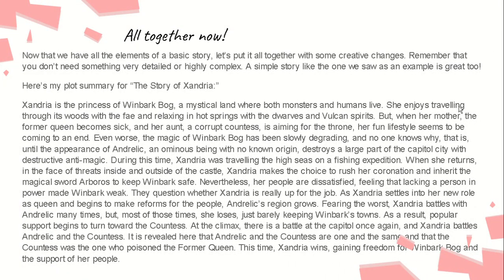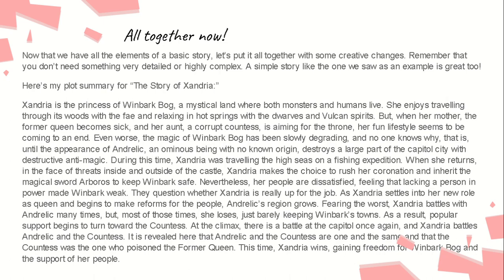All together now. Now that we have all the elements of a basic story, let's put it all together with some creative changes. Remember that you don't need something very detailed or highly complex. A simple story like the one we saw as an example is great too. Here's my plot summary for the story of Zandria. I do admit I may have spent a little bit too long on this plot summary, but this is the essentials.